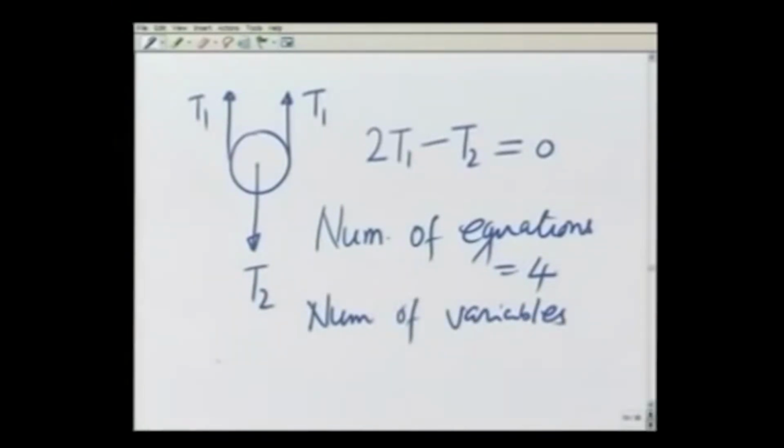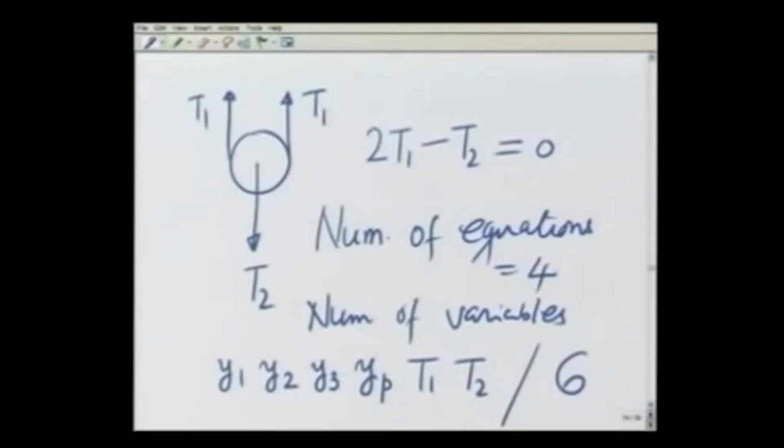This is y1, y2, the heights of masses 1 and 2, y3, the height of mass 3, yp, the height of the pulley, T1, tension in rope 1, and T2, tension in rope 2. Total number of variables is 6.